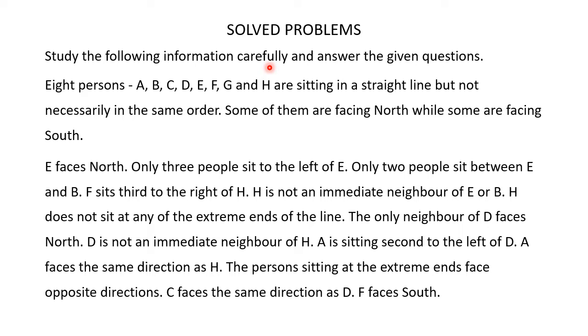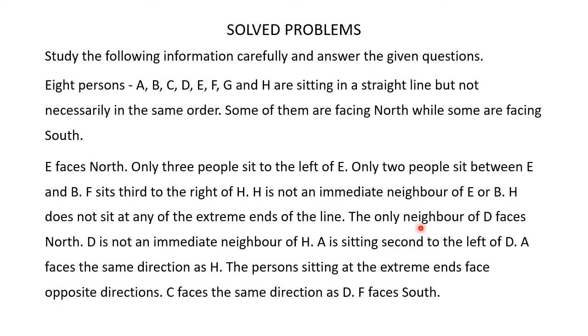Study the following information carefully and answer the given questions. 8 persons A, B, C, D, E, F, G and H are sitting in a straight line but not necessarily in the same order. Some of them are facing north while some are facing south. E faces north. Only 3 people sit to the left of E. Only 2 people sit between E and B. F sits third to the right of H. H is not an immediate neighbor of E or B. H does not sit at any of the extreme ends of the line.